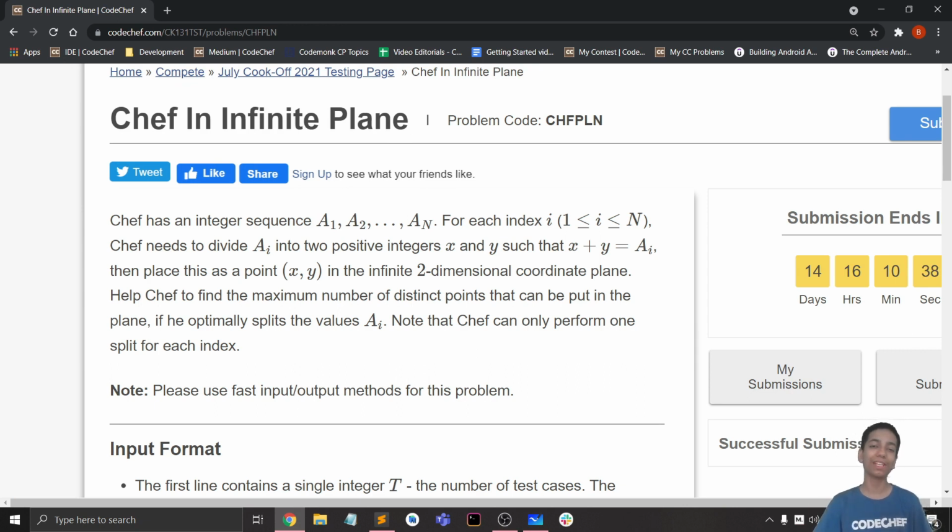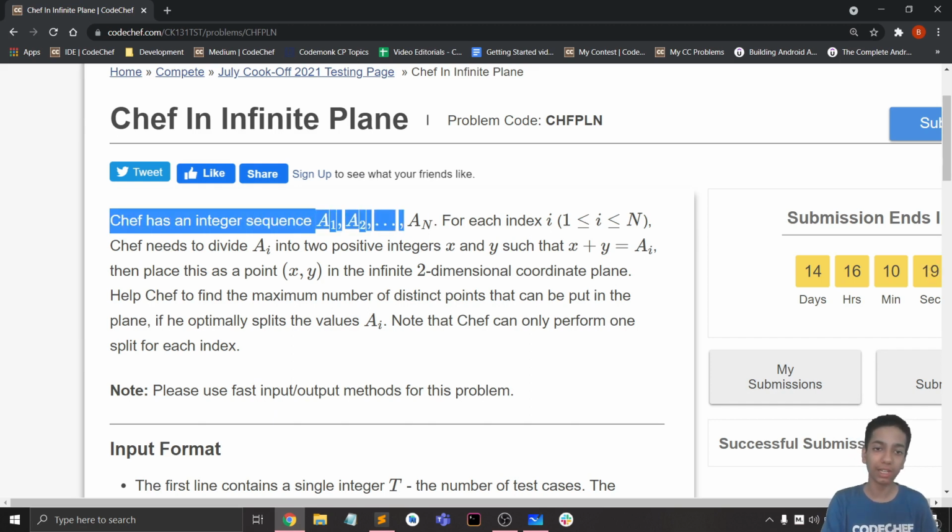Today let us discuss the problem Chef in an Infinite Plane from CodeChef's July Cook-Off. This is a geometry based problem and this is the first time I'm taking up a geometry problem. So let's see how it goes. There are no prerequisites, but knowledge of the pigeonhole principle and maybe frequency arrays will help you. Otherwise, that is not necessarily required.